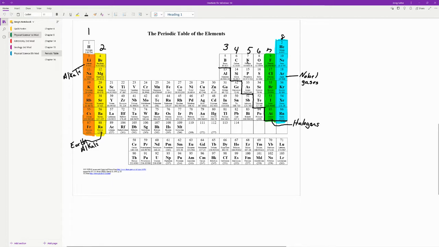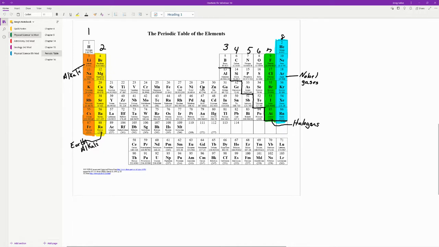Nitrogen has 7 protons. If we go down here to iron, where's my iron at? Right here. Iron has 26 protons. Bismuth has 83 protons. Barium, 56. And you'll notice as I go from left to right, I increase in the number of protons. So that atomic number right here tells us how many protons there are.